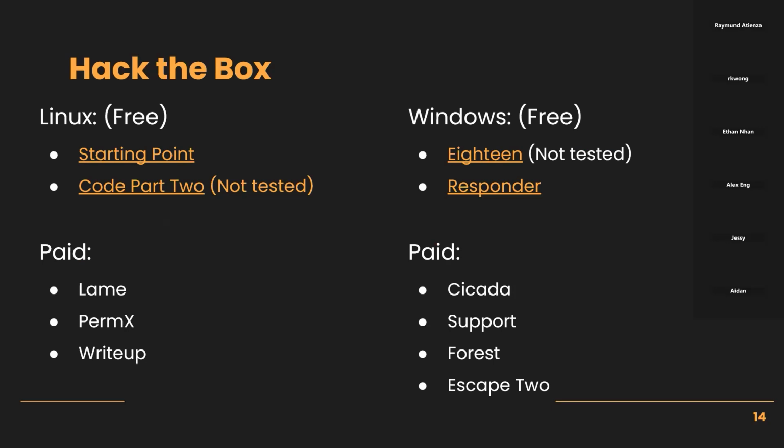18 for Windows had an easy rating, but not a very high score, so I don't know how that goes. Responder from Starting Point is pretty good. I think it teaches a really interesting attack vector for Windows. And then if you have Hack the Box VIP, these are some other boxes that you may want to think about, especially Cicada for Windows. Cicada on Windows is really good.